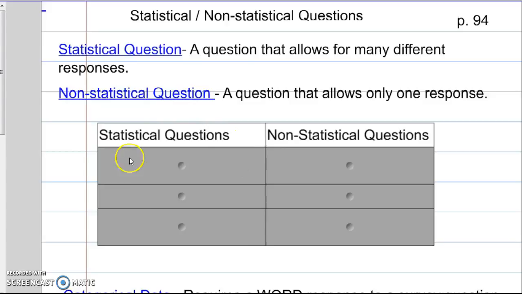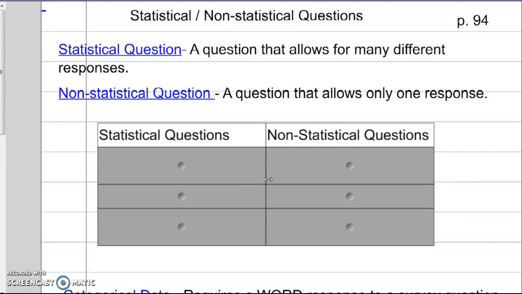So what we were doing on this table that you see in front of you, on the left side, as the Ed puzzle played, you were to determine whether or not the questions being asked was a statistical question or a non-statistical question. So we're going to go back through these quickly, and then we will finish up the rest of page 94.